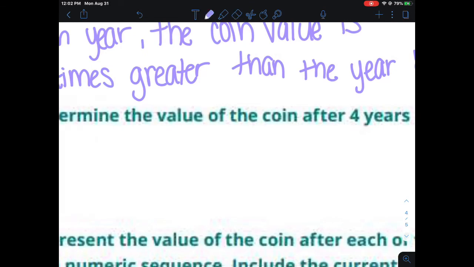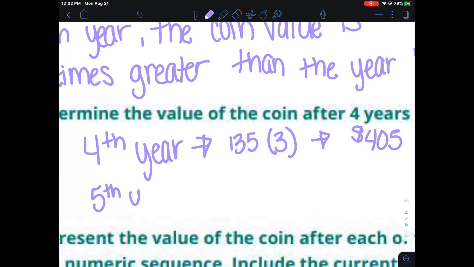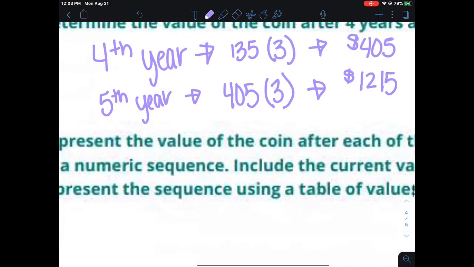So after the 4th year, our coin will be $135. We're tripling it, which will give us $405. And then after 5 years, so after that 5th year, we're going to take that $405 that it was worth in the 4th year, and we're going to triple it. And now that same $5 coin is worth $1,215 just by doing nothing.